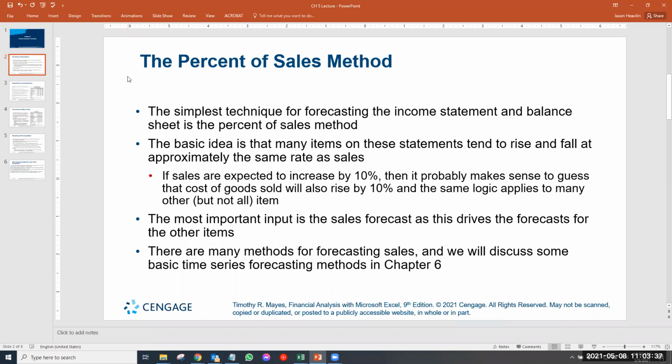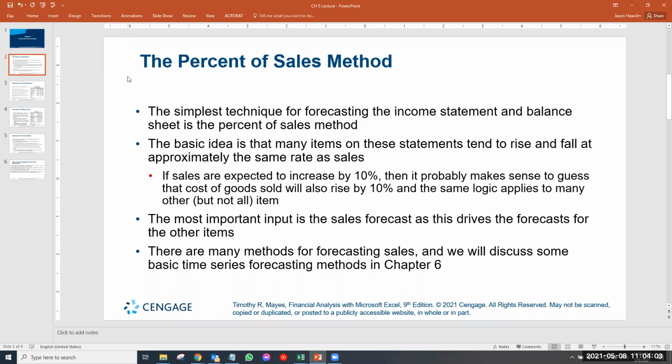So if sales are expected to increase 10%, then it probably makes sense to guess that cost of goods sold will also rise by 10%, but not per unit, the total. If you say it per unit, then you're saying it's becoming more expensive to produce it. No, you're saying your total cost of goods sold will go up by 10% because you're selling 10% more. So you have to produce more.